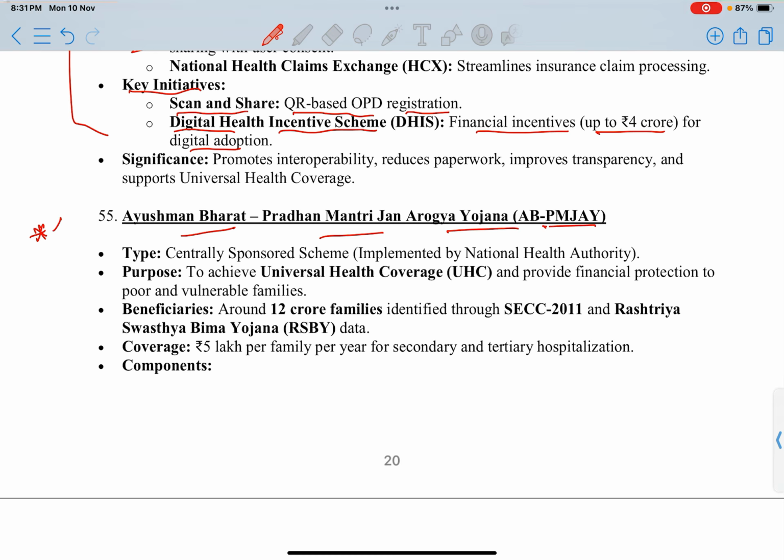This is very important. Type: centrally sponsored scheme implemented by NHA. Purpose: to achieve universal health coverage. Beneficiaries: around 12 crore families identified through SECC 2011 and Rashtriya Swasthya Bima Yojana. Coverage up to 5 lakh per family per year for secondary and tertiary hospitalization.